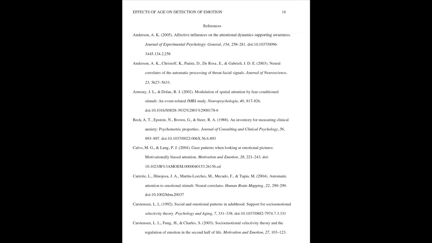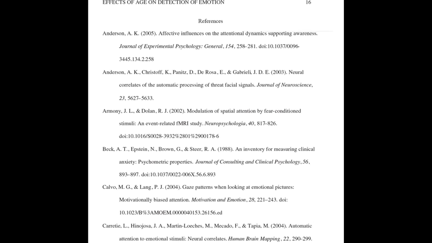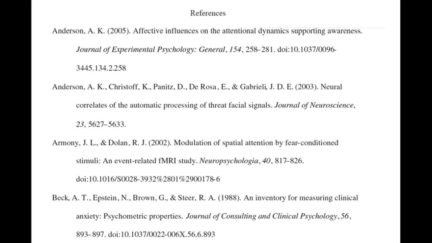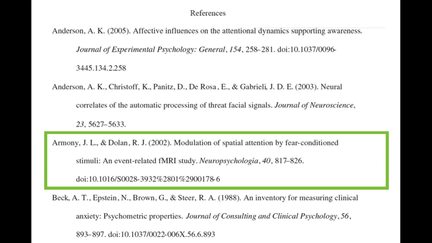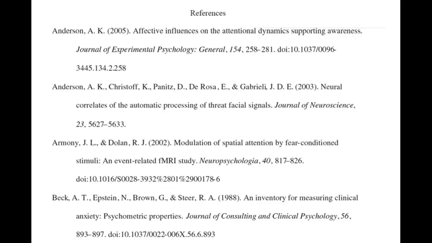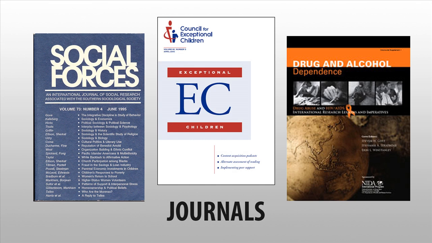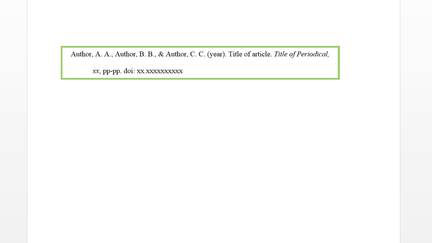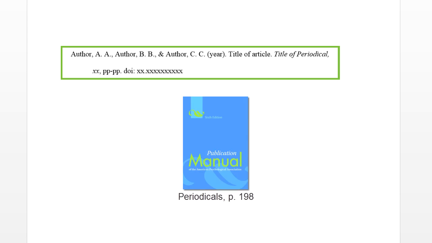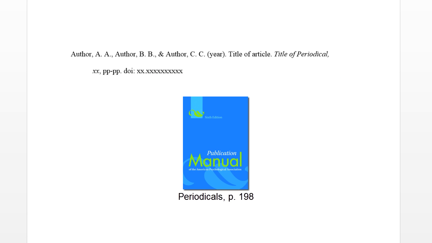The references list contains all the sources used in your paper. The reference gives your reader the information to find the source you used. This is the general pattern for referencing articles in a journal.